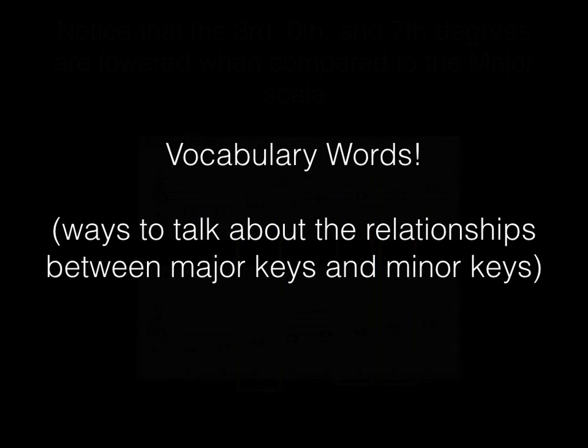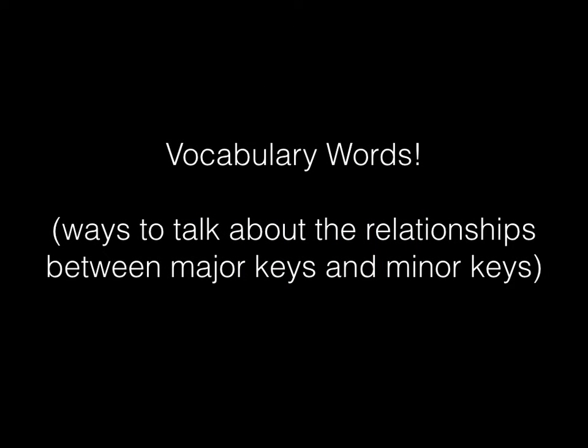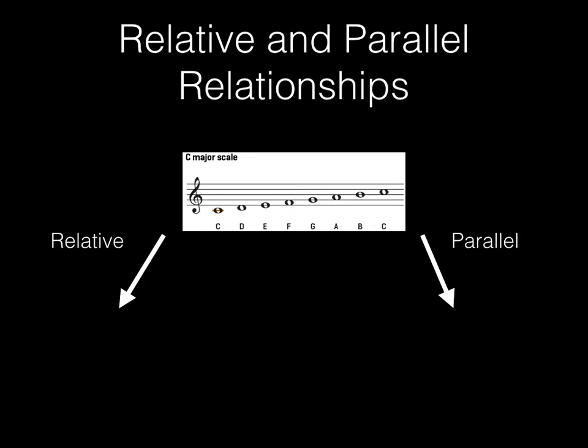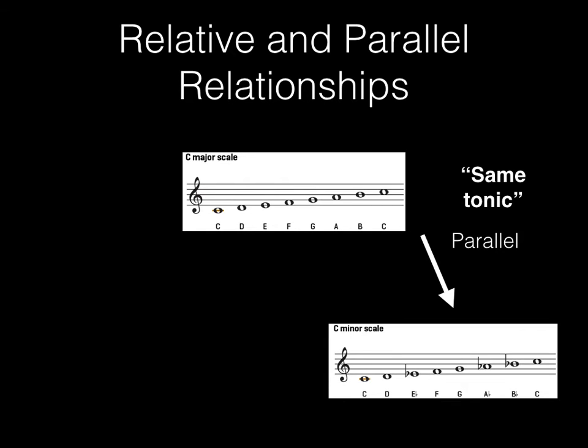Now to continue talking about this, let's introduce some vocabulary words, ways that we'll be able to talk about the relationships between major keys and minor keys. The first thing that we're going to talk about are relative and parallel relationships. Parallel means that you have the same tonic. So the C major scale's parallel minor is the C minor scale because it has the same tonic, C.